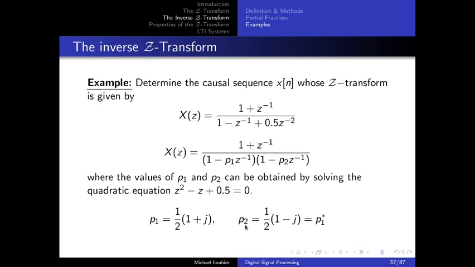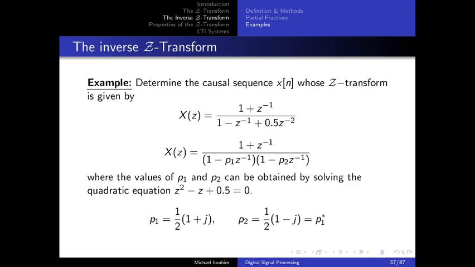Pole 2, P2, is the conjugate of P1. So we will have this form: 1 minus P1 z to the minus 1, times 1 minus P2 z to the minus 1. These are the two poles. Of course, in order to obtain P1 and P2, you can use your calculator, or you can use a formula for computing the roots of a quadratic equation.